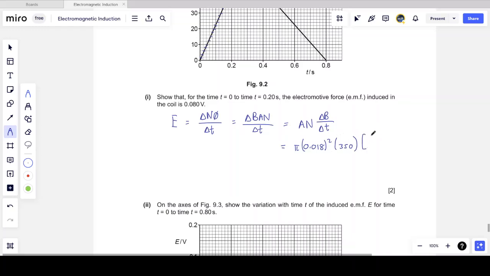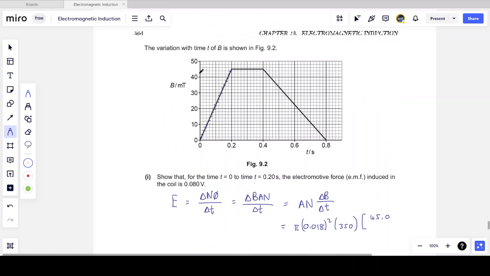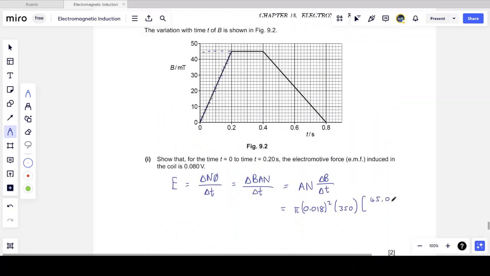multiplied by the final flux linkage, which is 45, if we do this accurately, into 45 minus the initial flux linkage is 0. And again, this is milliteslas. Be very careful of the units in your graph. So that's times 10 to the minus 3. And I divide this by the change in time, which is 0.2 seconds. 0.2 minus 0 seconds, which is 0.2 seconds.